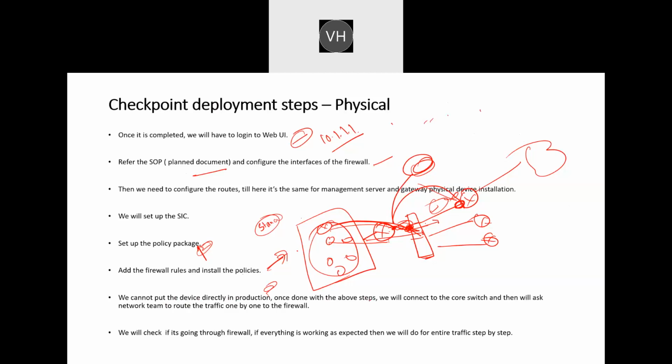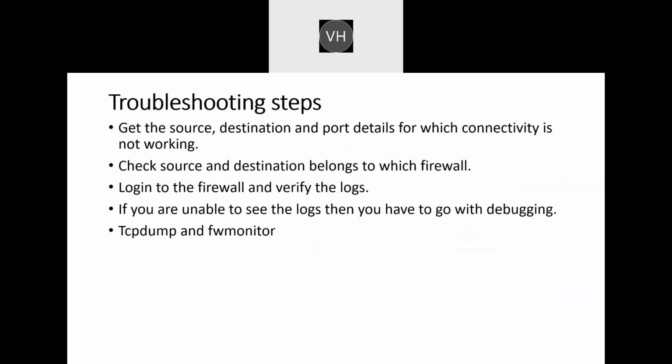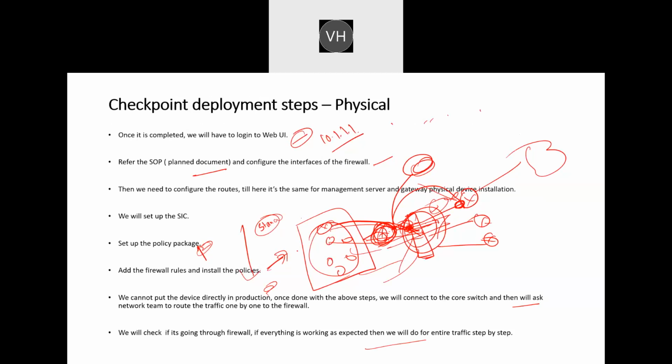Once we are done with the above steps, we'll connect to the core switch or core router, and we'll ask the network team who is managing the router to point the traffic to our firewall interface. Then the traffic will go. We'll check that the traffic is going through our firewall, and if everything is fine, then step by step we'll perform all the traffic diversion. This is how we deploy a Checkpoint firewall.